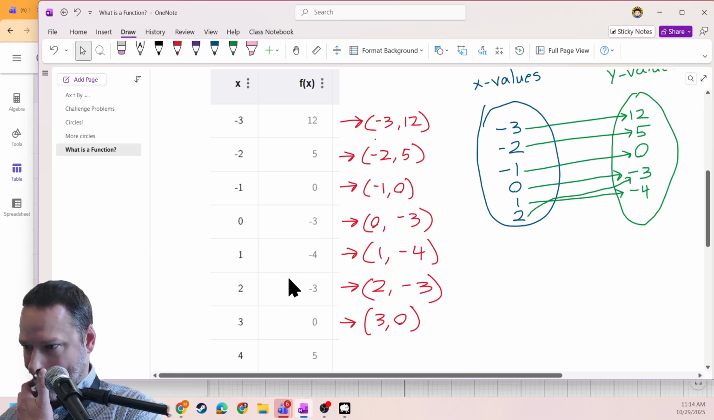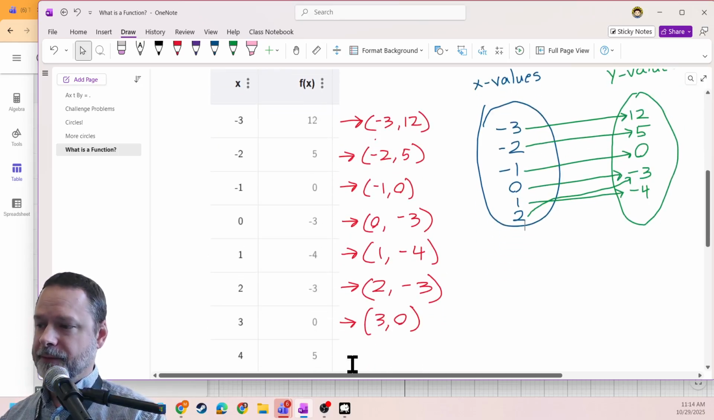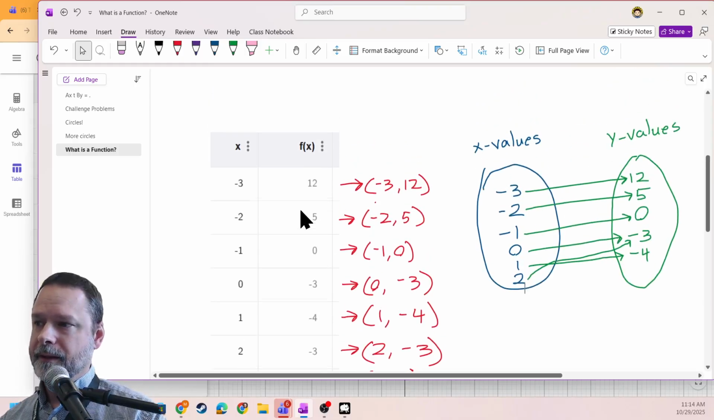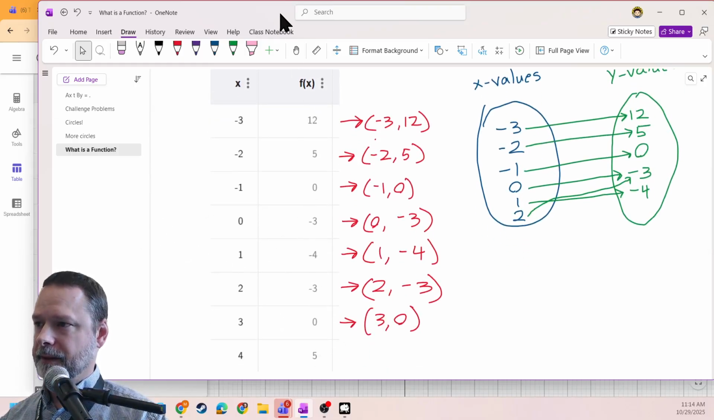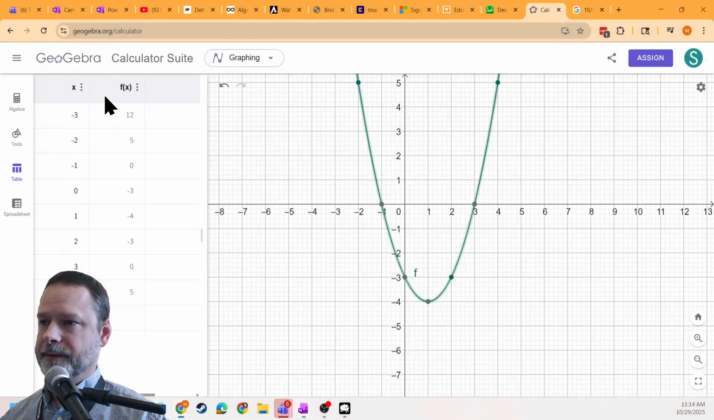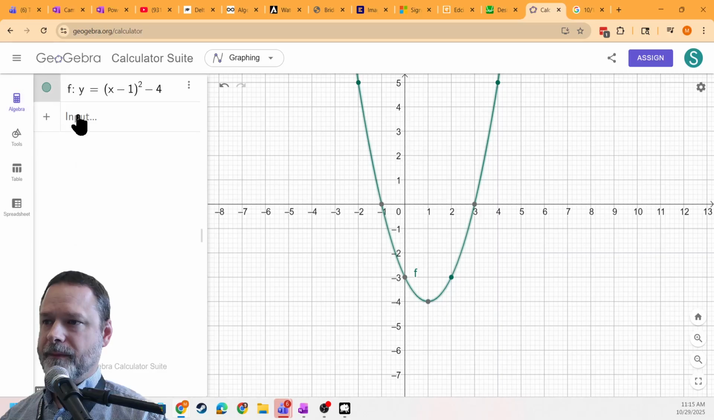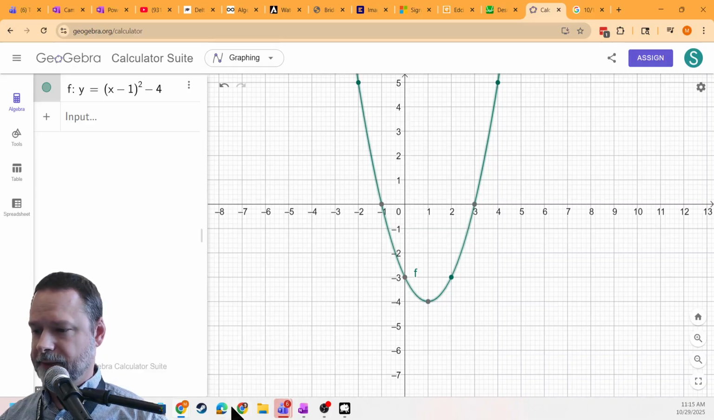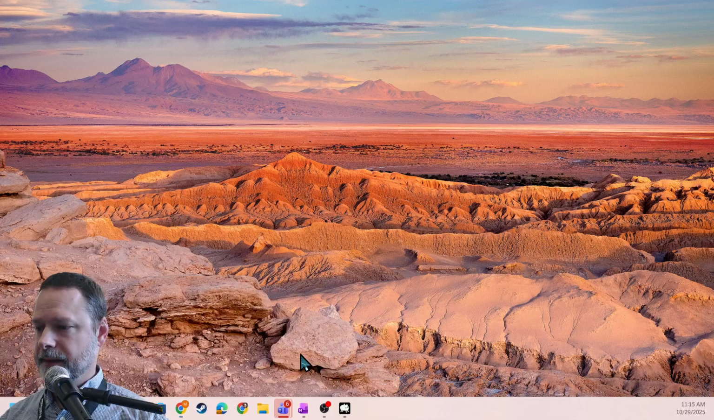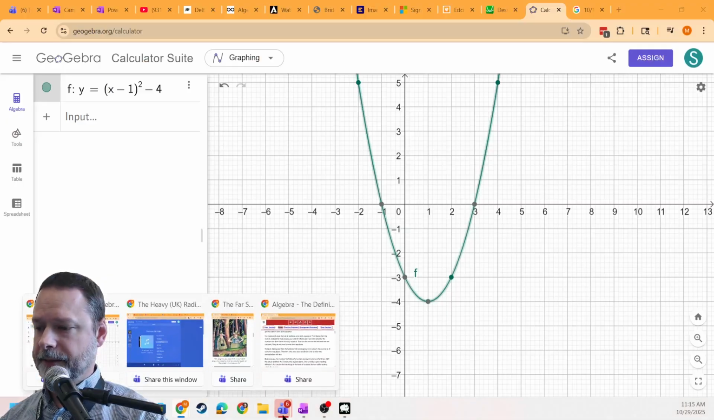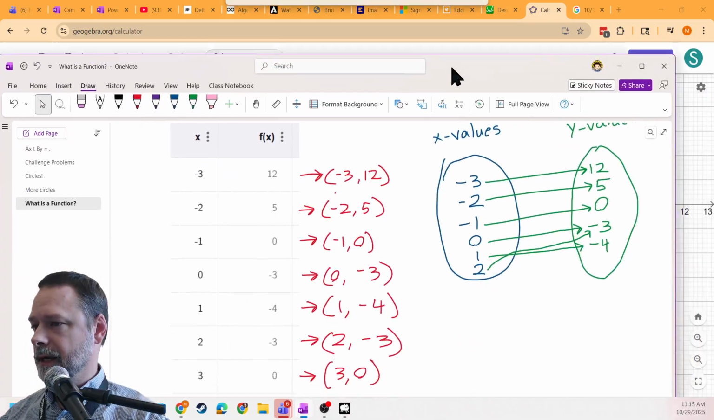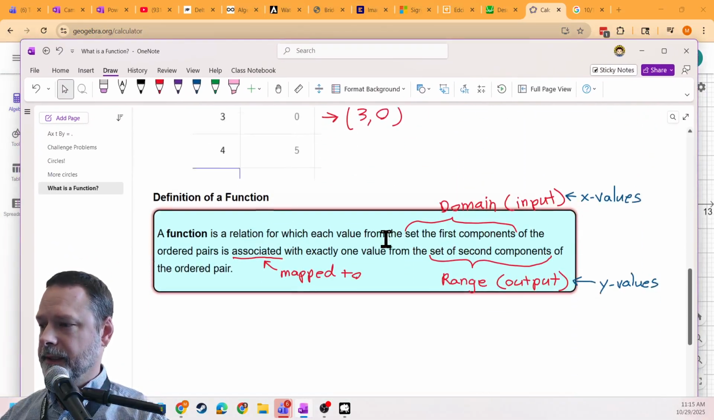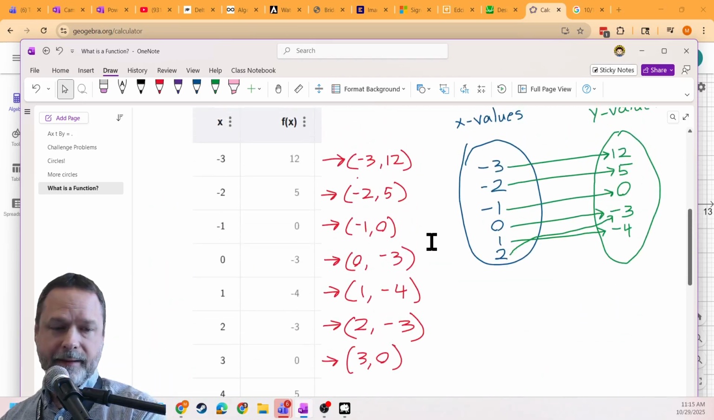And it looks like, at least from these points that we picked from our graph, our equation, which was, if we remember our equation, it was y equals (x minus 1) squared minus 4. It looks like everything there, it looks like this is a function just looking at those points. Is it enough to say for sure? I don't know. But for now, we're going to say, yeah, it looks like it's a function. If we're only looking at those points, then yes, we have a function for sure.